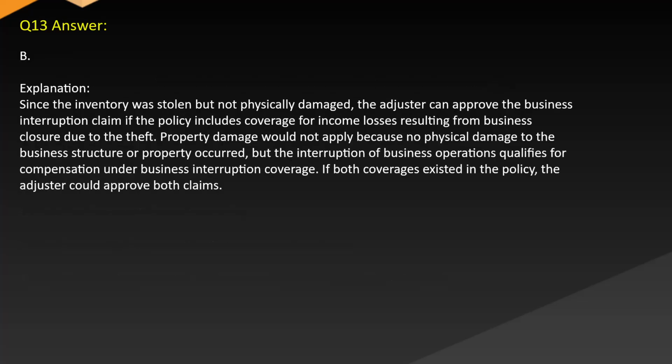Answer: B. Explanation. Since the inventory was stolen but not physically damaged, the adjuster can approve the business interruption claim if the policy includes coverage for income losses resulting from business closure due to the theft. Property damage would not apply because no physical damage to the business structure or property occurred, but the interruption of business operations qualifies for compensation under business interruption coverage. If both coverages existed in the policy, the adjuster could approve both claims.